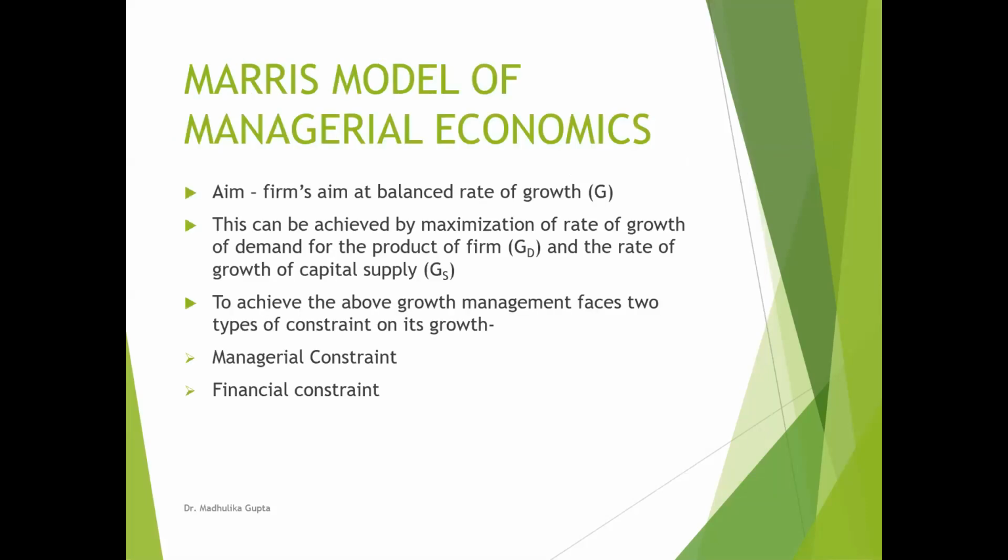Now the next model we want to study is the MARRIS model of managerial economics. Let's understand what it is about. Its aim: a firm aims at a balanced rate of growth. Every firm aims to grow in a balanced way. This can be achieved by maximization of the rate of growth of demand for a product of the firm, that is GD, and the rate of growth of capital supply, GS. To achieve this growth, management faces two types of constraint, managerial constraint and financial constraint.